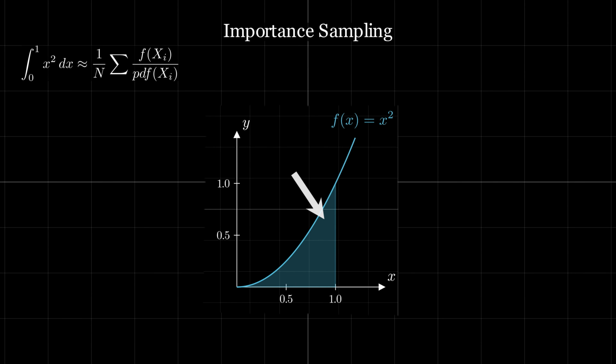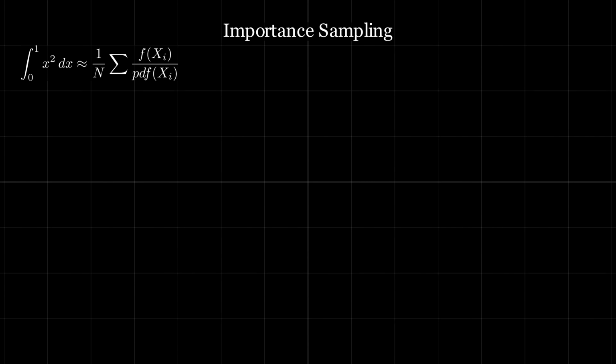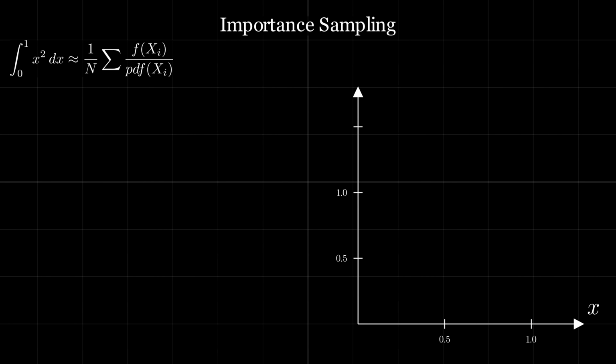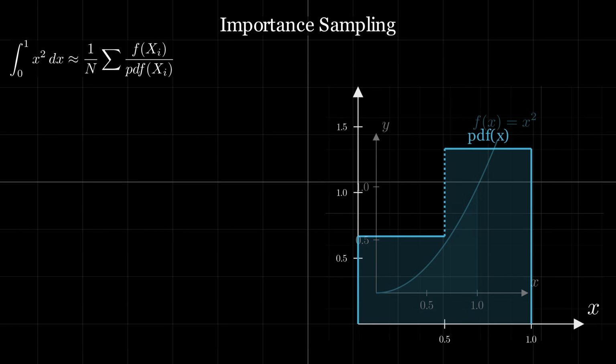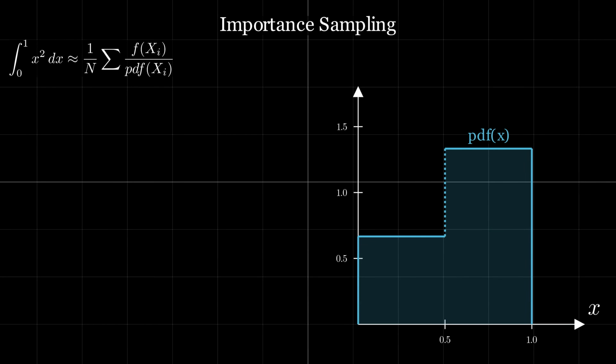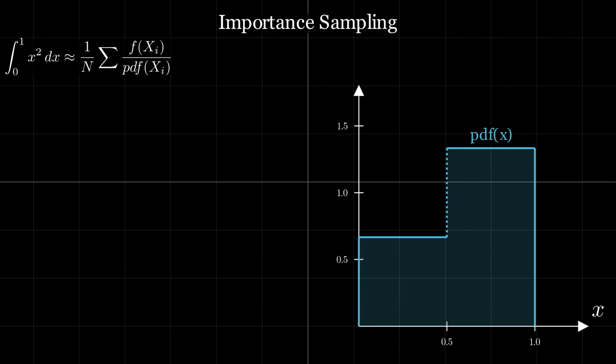But what if we don't guess blindly? What if we rig the game and tell the computer to guess more often in an area where the curve is actually the highest? This is importance sampling. Generally speaking, when our probability density function resembles the shape of the curve we want to integrate, we get much better results. For this example, let's use a simple step function that guesses more often on the right side.